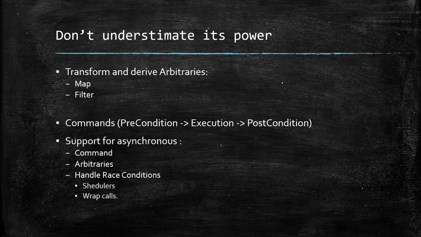And to finish, it's important to comment that everything that I have commented with the arbitraries can be modified, transformed, and so on with map, filter, and reduce. The module provides the command test pattern that states a precondition, executes something, and then a postcondition, and everything that I have commented until this point, including commands, can be done asynchronously. With race, you can handle the race conditions and state schedulers and so on. And this is the end of the code part.